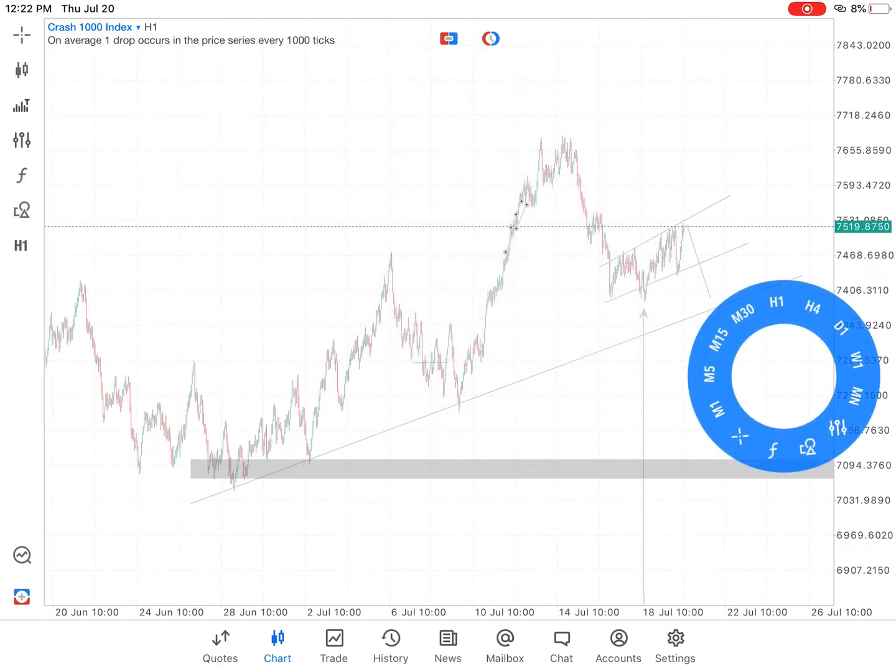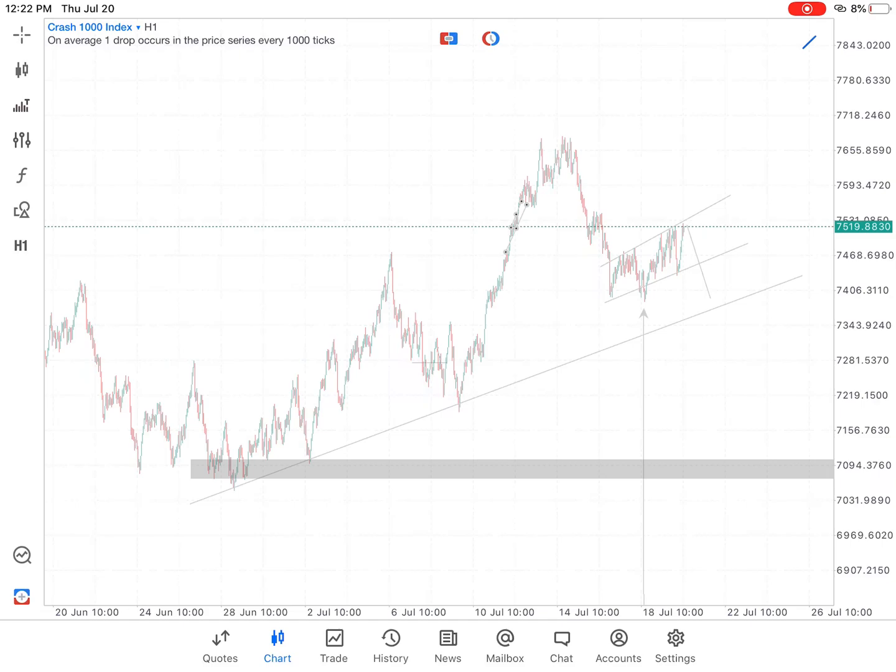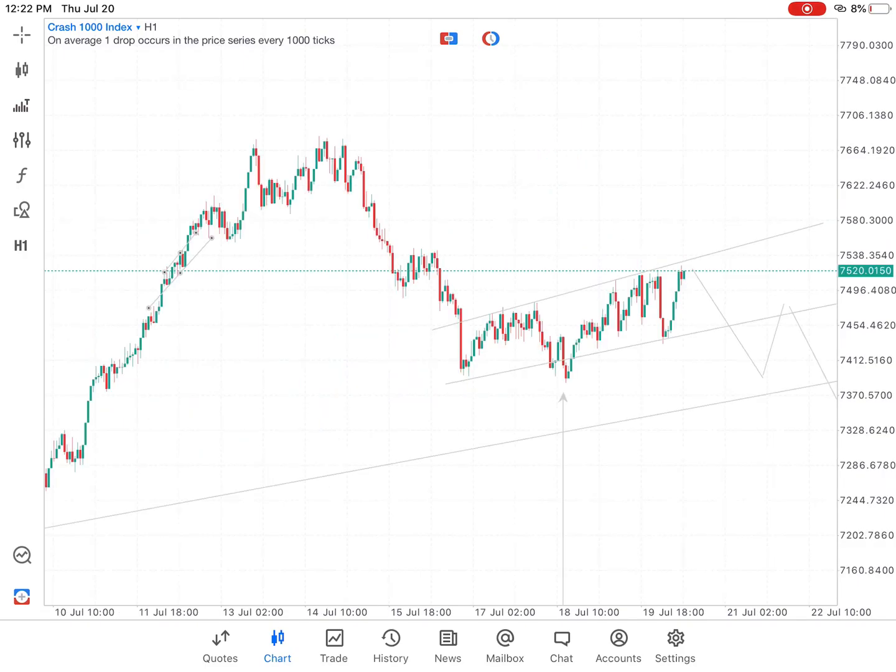Let me just delete something. Okay, it can actually look like that. Go for a retest there, then of course go all the way down there. That is what we can have. But for now, it's playing around that particular point that we were talking about. So that is what we can have there at that particular point.